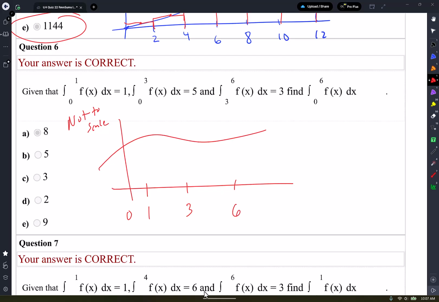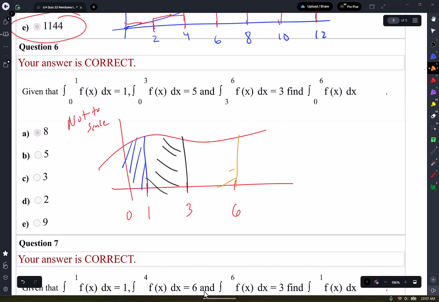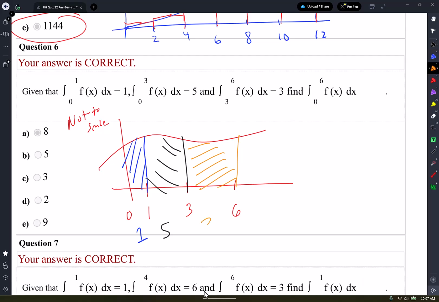All right, so here's my visual. From 0 to 1, the area is 1. From 1 to 3, the area is 5. Oh, and this is like what we did yesterday. From 3 to 6, the area is 3. So this in blue, the area is 1. This in black, the area is 5. And that in burnt orange, the area is 3. They want the area from 0 to 6. So all I got to do is just add them all. 1 plus 5 is 6.